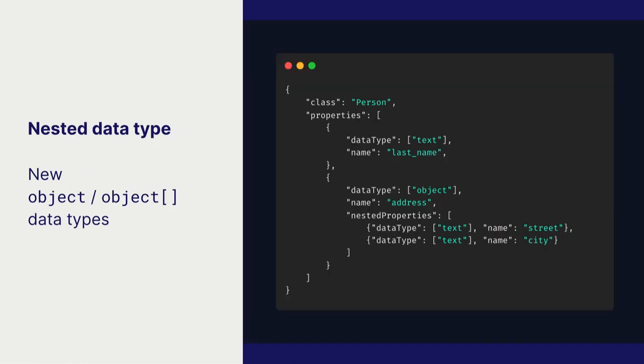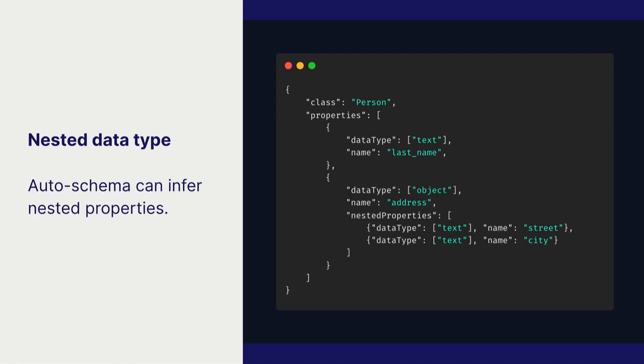So we introduce these property data types that allow nesting. Each of them can have their own nested properties, which can in turn be whatever data types. Also, you can still use the auto schema feature to infer nested properties, which might be great for convenience. Although, as always, manual definition would give you the most control.